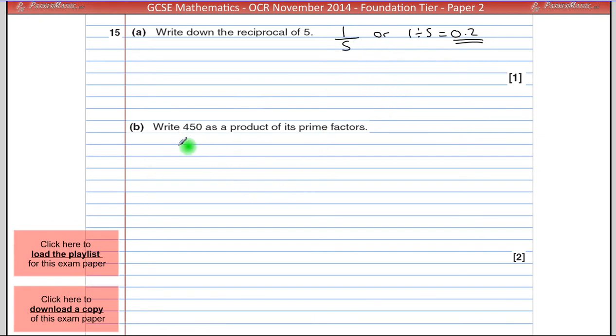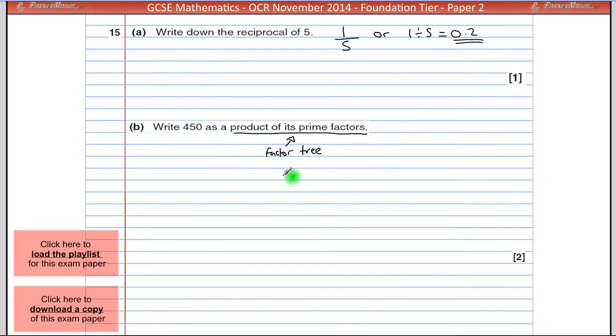Part B says write 450 as a product of prime factors. Now this question is really easy if you know what you've got to do. You need to split 450 up by finding factors of it, and all of the factors need to be prime numbers, and the word product means times. So my answer will be a list of numbers that are all prime, that all go into 450, and when you multiply them, they equal 450. When you see this phrase, you need to think to yourself, factor tree.